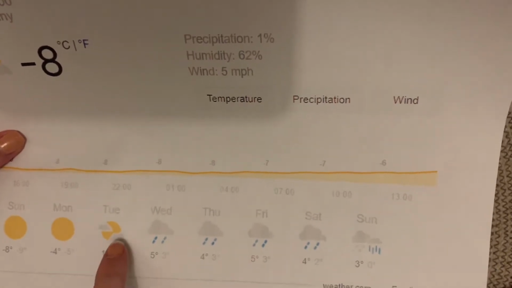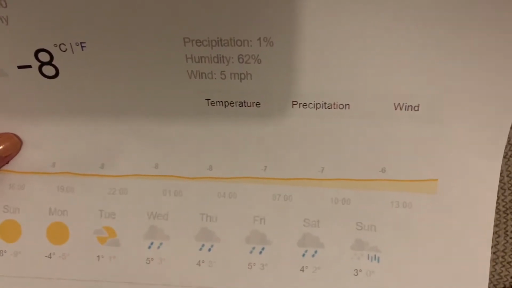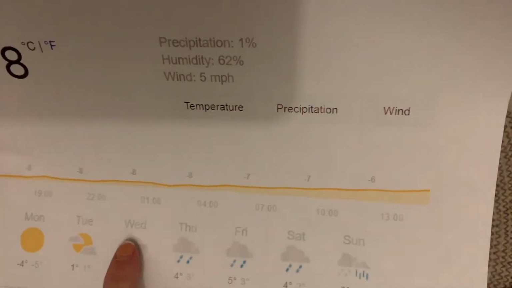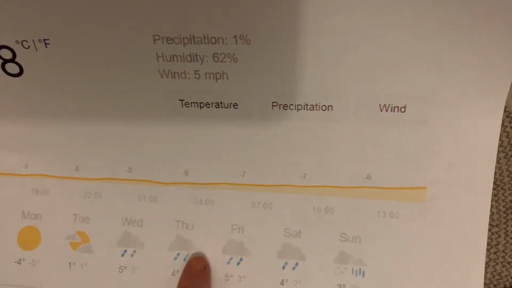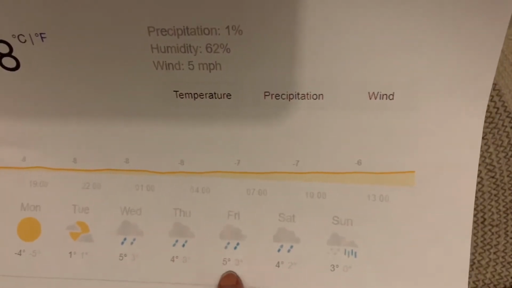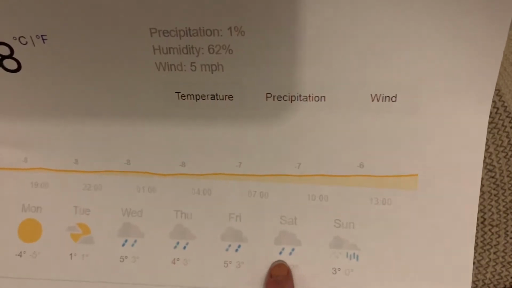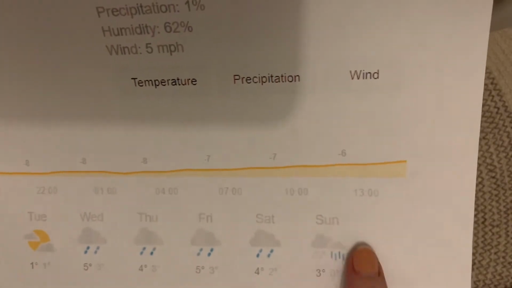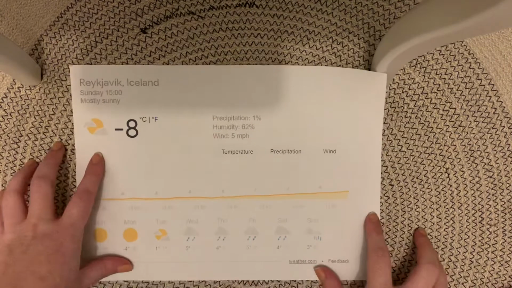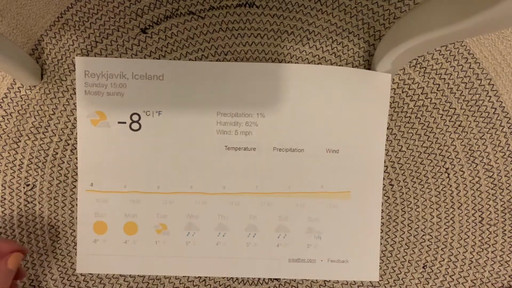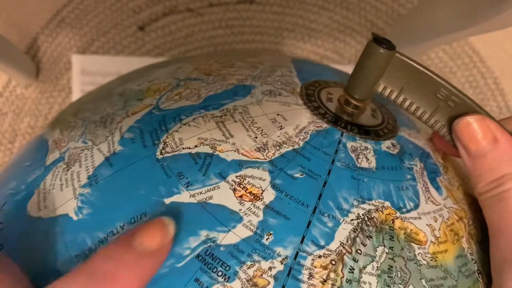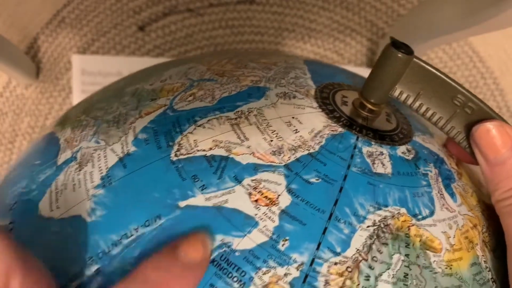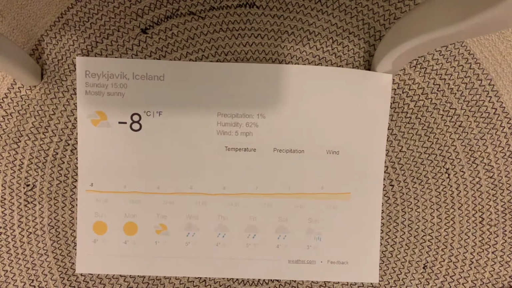Tuesday it is 1 degree, and we've got some clouds over the sun, so it's cloudy with a bit of sun. Wednesday it's 5 degrees with rain. Thursday it's 4 degrees with rain. Friday it's 5 degrees with rain. And Saturday 4 degrees with rain. And then Sunday it's 3 degrees with some snow and rain, so sleet. Okay, so why do you think this country is so cold? Should we have another look at our map, our globe? If you can see, Iceland is here, which is really near the North Pole, which is far away from the equator. So that's why Iceland is a cold place to be.